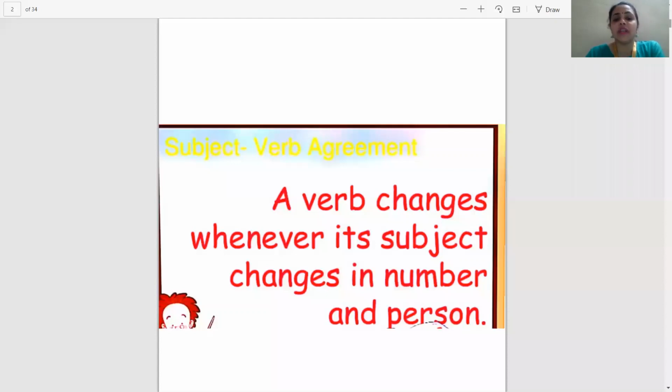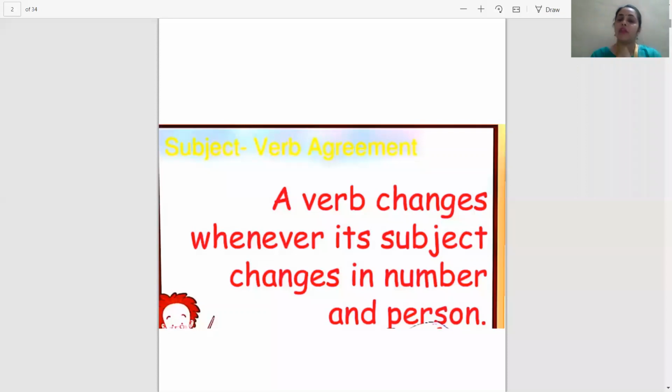So what is the first step towards it? A verb changes whenever its subject changes. I hope you all remember what a subject is: the doer part of a sentence, something which we talk about, or who we talk about. The verb changes whenever its subject changes in number and person. Now what is number and what is person? You should note this down. Number means singular subject or plural subject.